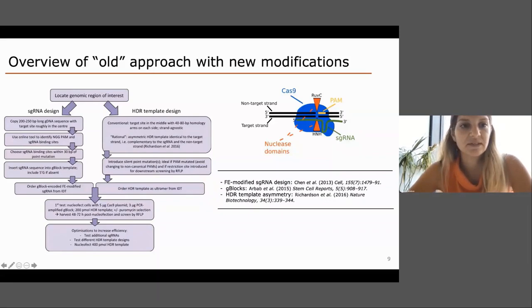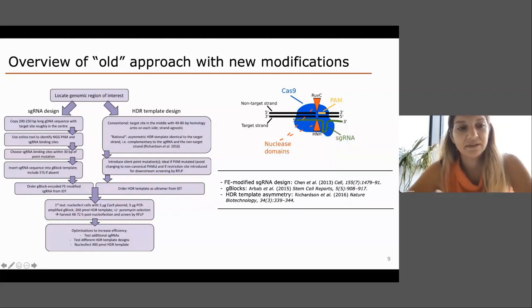So the design obviously splits in 2. Once you've identified your locus of interest, I won't go into every single detail, but obviously be mindful of how far away a single guide RNA cut is from the site of your point mutation. This is critical for efficiency.